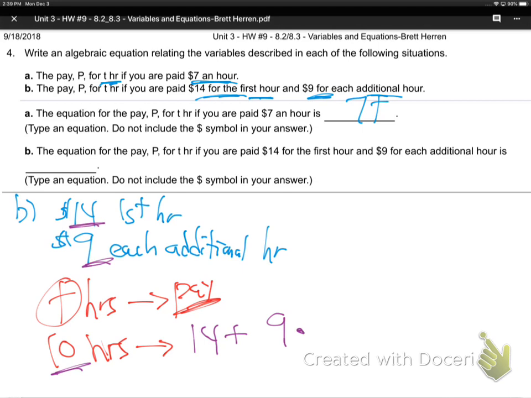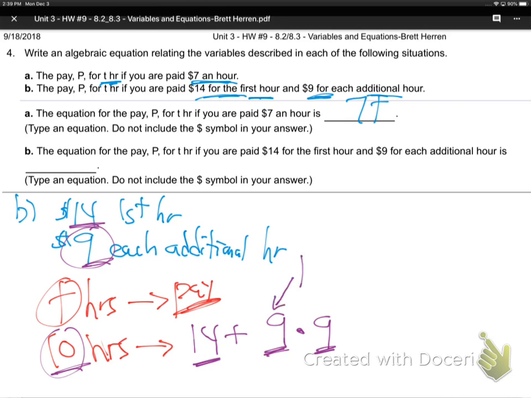And times $9 per hour. Isn't that what I would do? I would say 14 for the first hour, 9 hours left, and those are each $9. So now let's think back about the T. I don't even see the T. T was 10. Where's the 10?